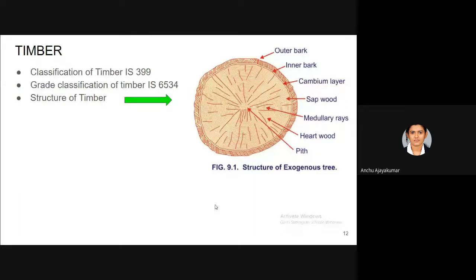I'm speaking about this heartwood portion. Actually, the cells are active in the initial state, then later on it goes to an inactive state, but it won't get decayed. This part is what we are using for our construction works. And the center portion is called the pith. So these are the structures of the timber.